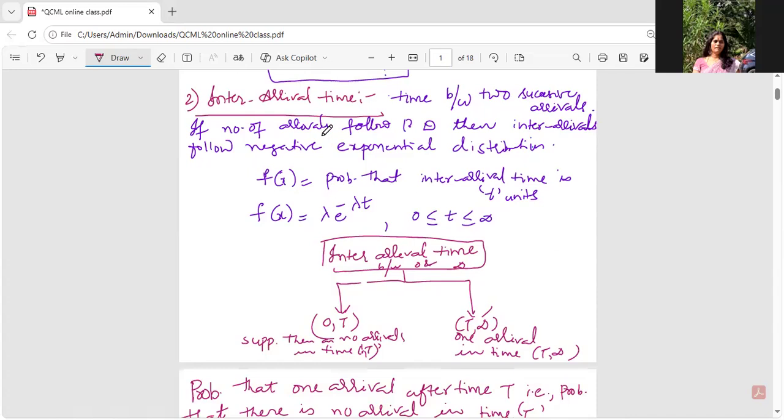Exponential distribution, all of you are aware, guys. Those who are aware of continuous distributions will be aware of the exponential distribution. In case you have a doubt about it, you can just refer to my videos on my channel. So, a negative exponential distribution. Now we'll assume that f of t is the probability that the inter-arrival time is t units. That means, let us suppose, after every 5 minutes a person joins the queue.